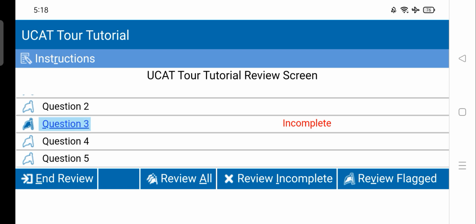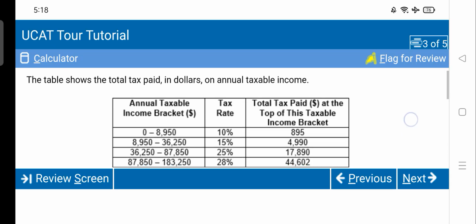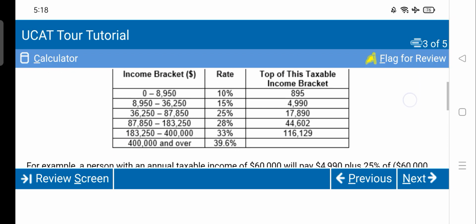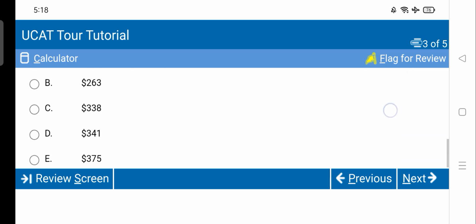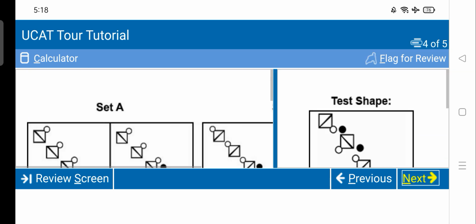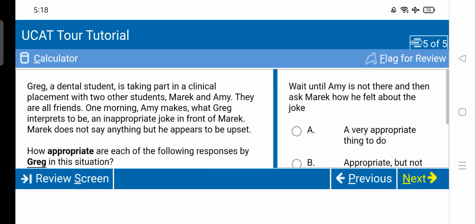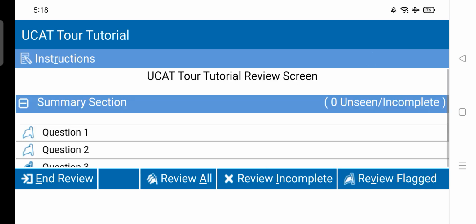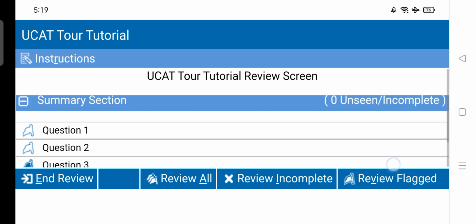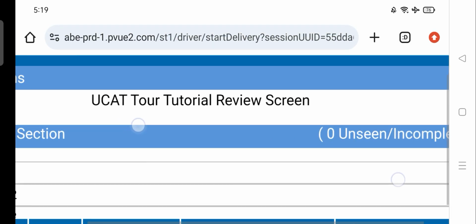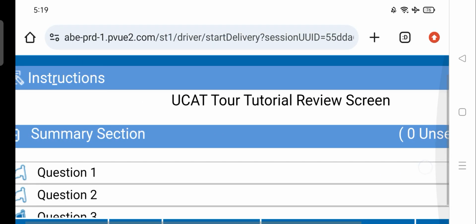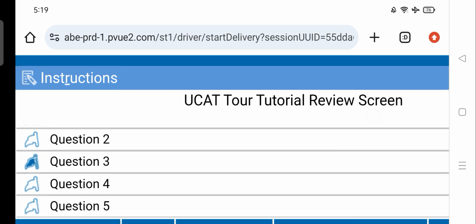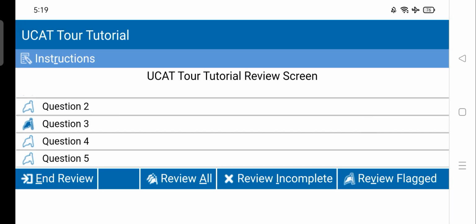Now you can click on question 3 and then you can go there like this. So here again we have this question, and then you can choose your answer and move to the next one like this. Okay, then you can again check your questions if you want to, if your time is remaining. Now you can see there are 0 unseen or incomplete questions as you have completed all the questions.